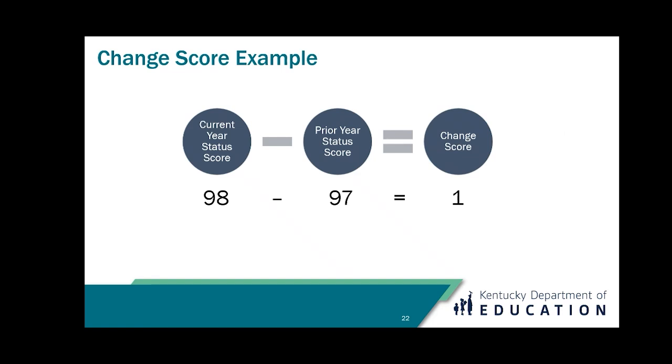Here is an example of how we find the change score. The current year status score of 98, subtract the prior year status score of 97, which gives a change score of 1. Looking at the table on the previous slide, this score would fall in the increased range for the graduation rate indicator.